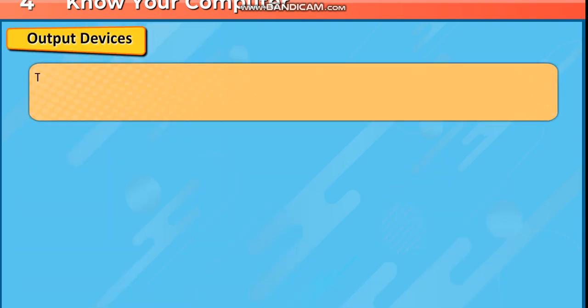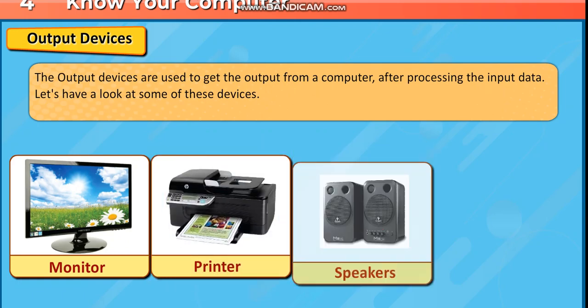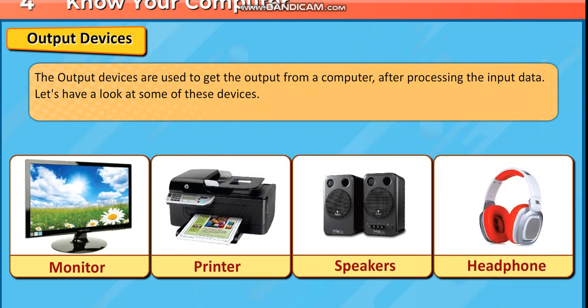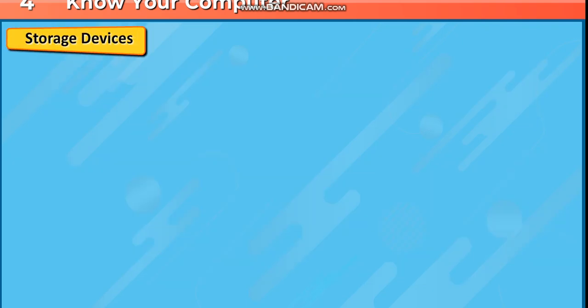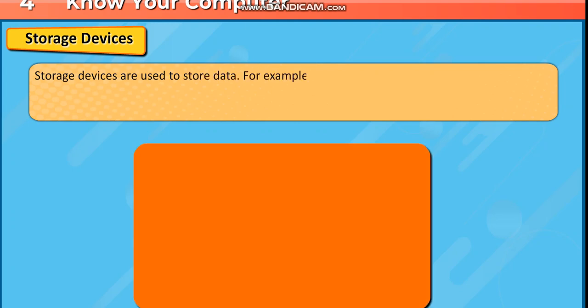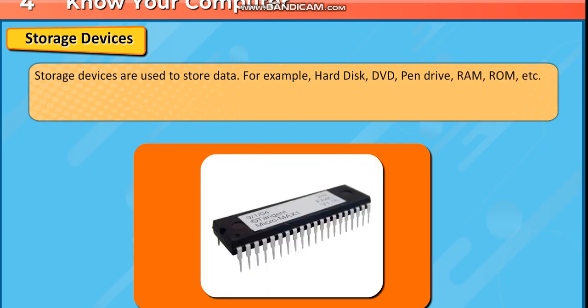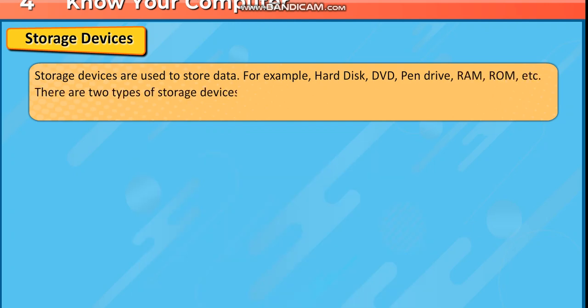Output devices. The output devices are used to get the output from a computer after processing the input data. Let's have a look at some of these devices: monitor, printer, speakers, headphone. Storage devices. Storage devices are used to store data. For example, hard disk, DVD, pen drive, RAM, ROM, etc. There are two types of storage devices: primary or internal storage, secondary or external storage.